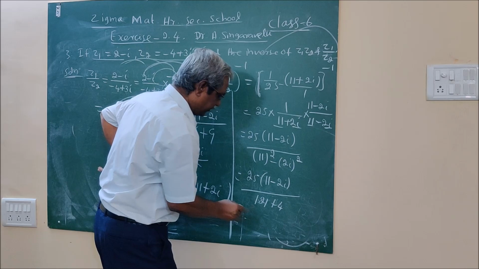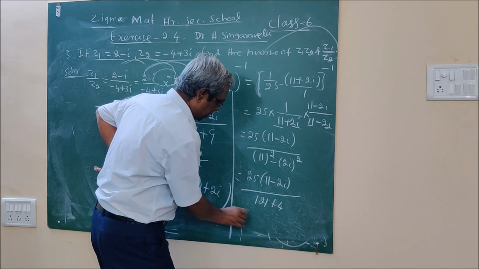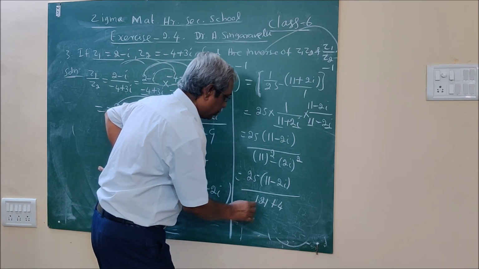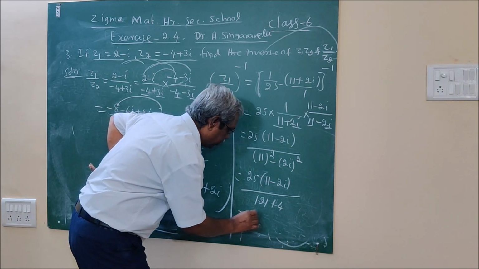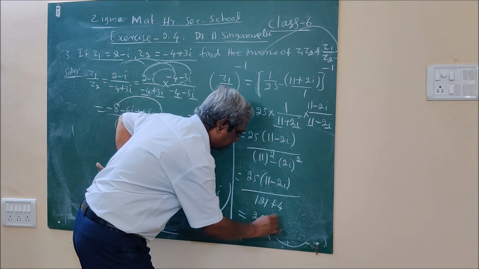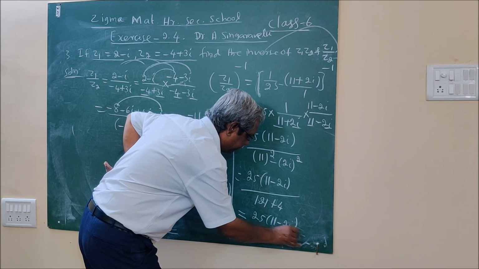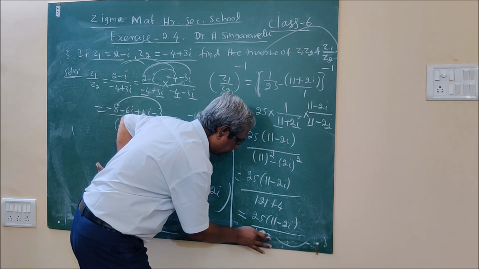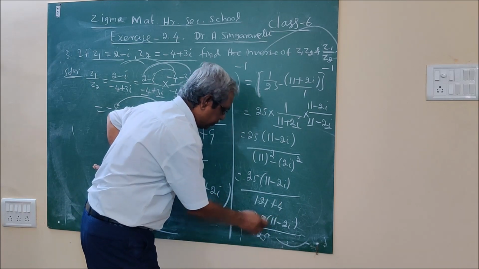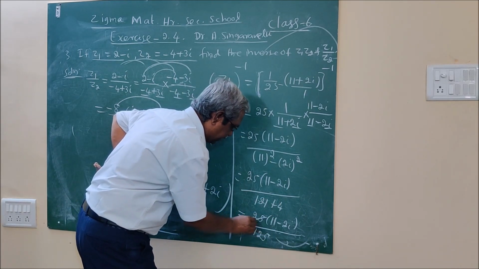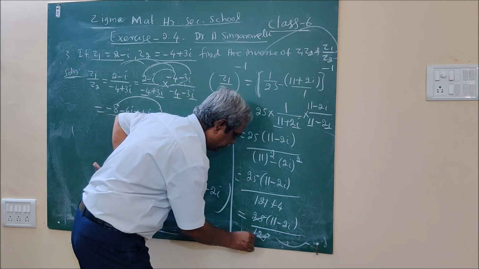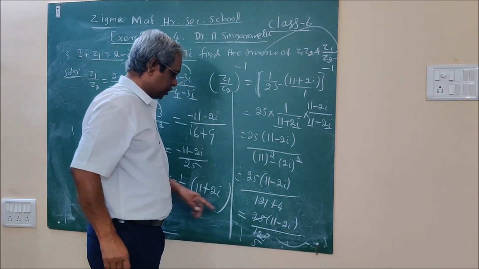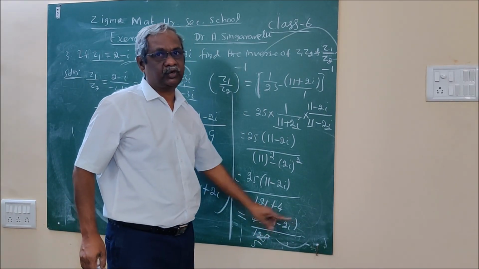This is 125, which is equal to 25 into 11 minus 2i divided by 125. 121 plus 4 is 125. Answer this. We get 1 by 5. So the answer is 1 by 5 into 11 minus 2i.